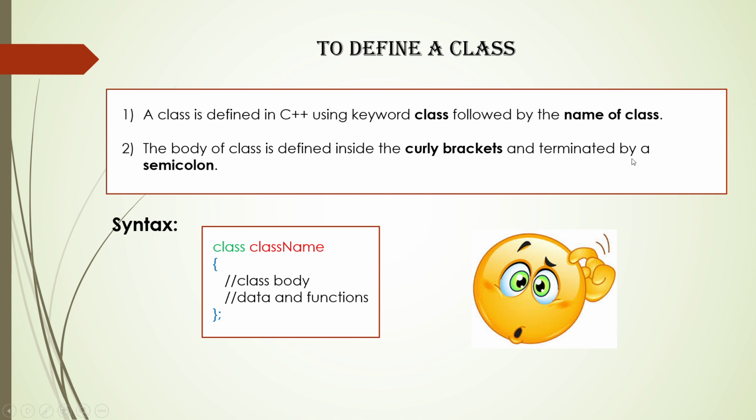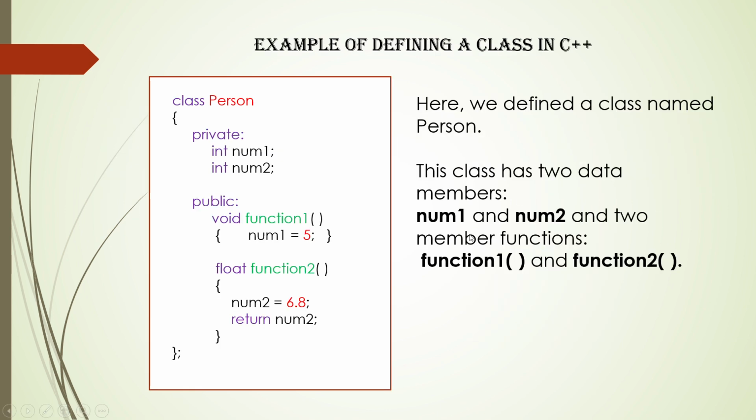Here I have defined the class named person and it contains two data members, num1 and num2 of int data type, and two member functions, function1 and function2. These functions are doing their specific task, that is, whatever you give, they will perform. Like in function1, here I have assigned some value to num1 and similarly for function2.